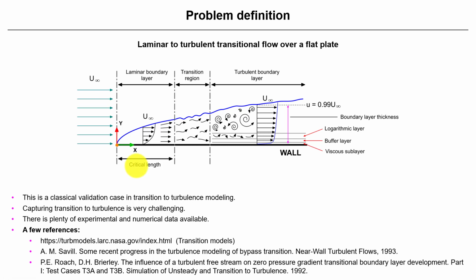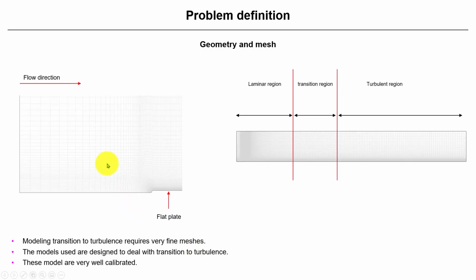Just to remind you, transition to turbulence is very tricky to capture, very elusive, and requires very fine meshes. Here you have a few references, and this is the first case that we have. We have this mesh. Look at that, it is very fine normal to the wall. The flow comes here, this is the wall, and then reaching this edge we're going to have the development. It will be a laminar region, a transition region, and then the fully turbulent region.